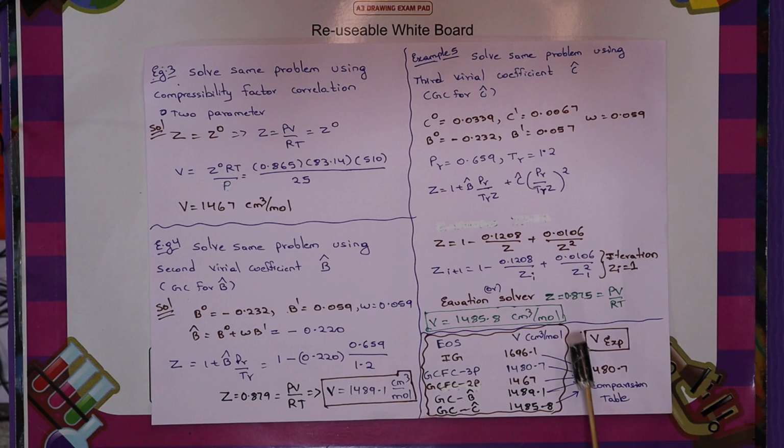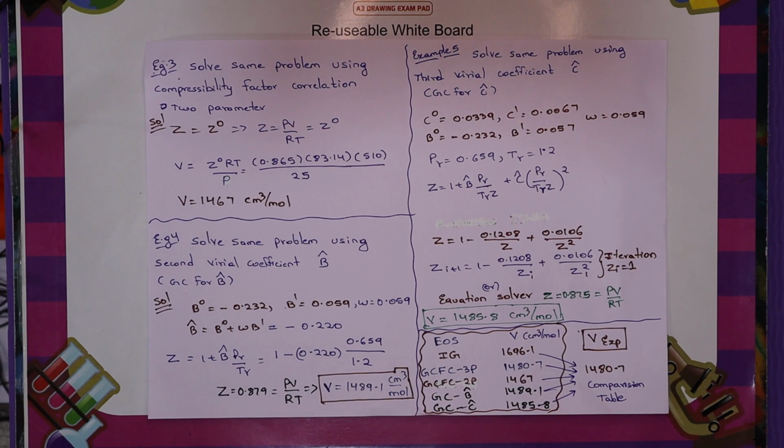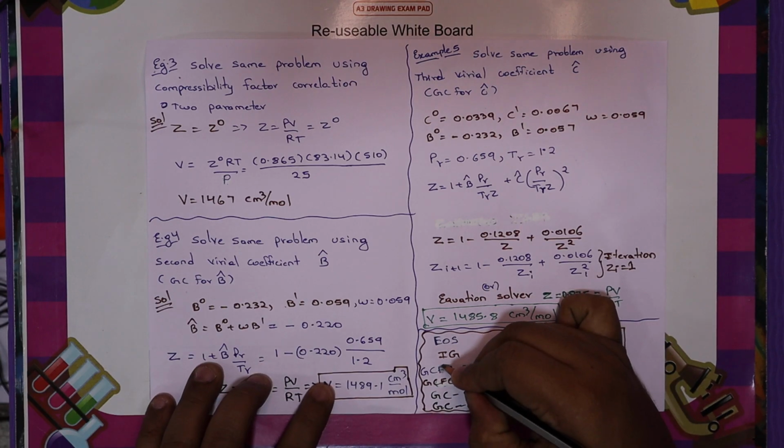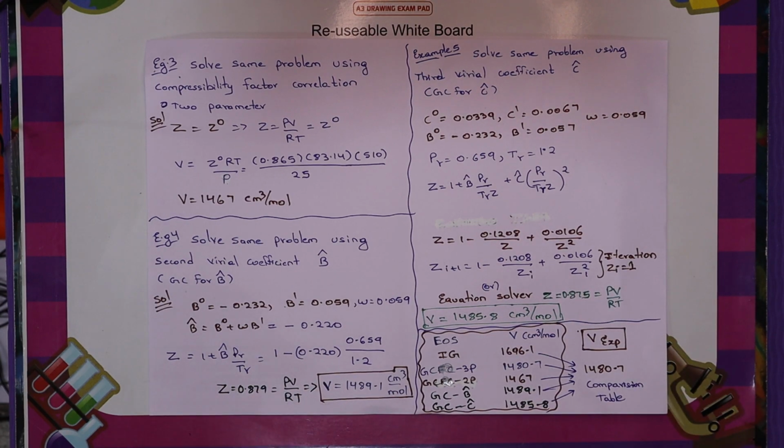Now, this is a comparison table. This is what gives the beauty. Let us say, using different equations of state, we find out the volume. The first equation of state we have used is the ideal gas. In the ideal gas, the volume we have got is 1696. Generalized correlation using the 3-parameter model, we have got 1490. Generalized correlation 2-parameter, we got 1467.